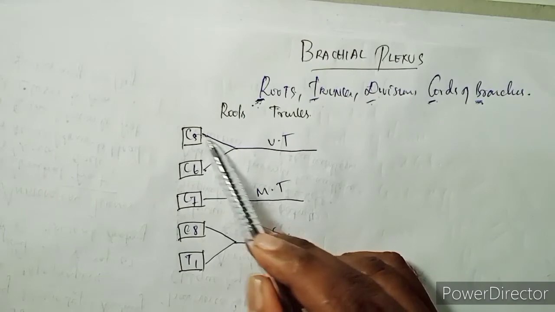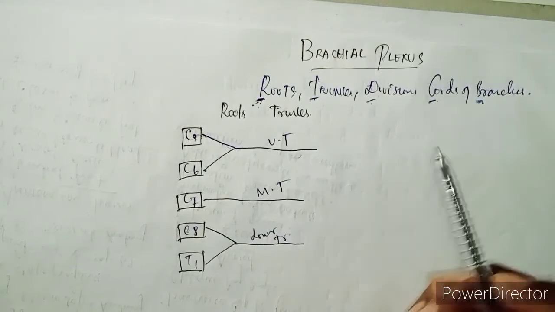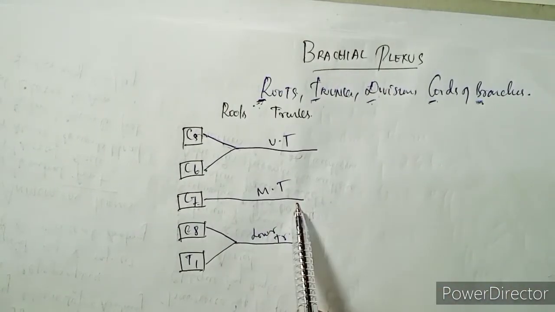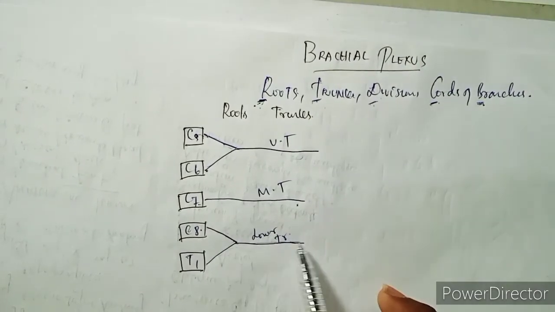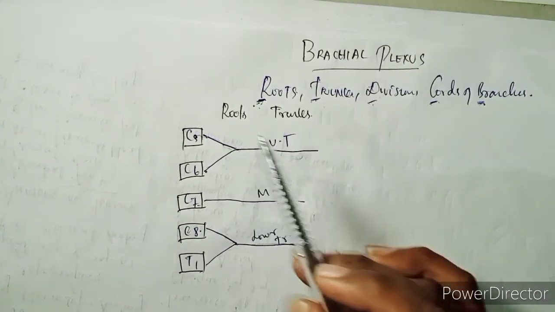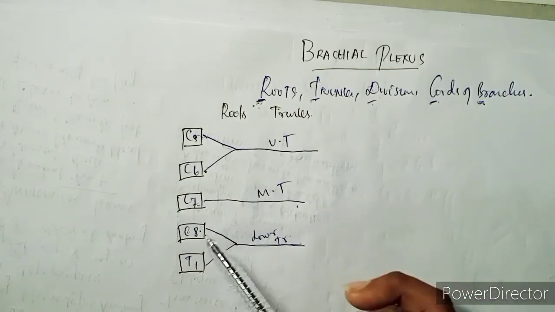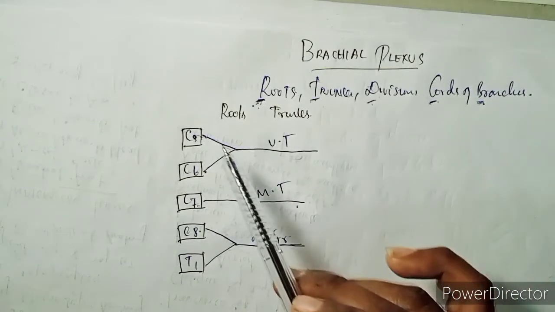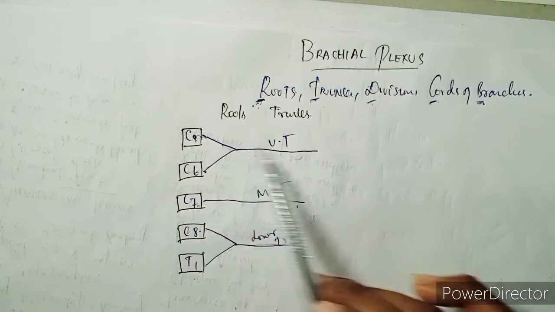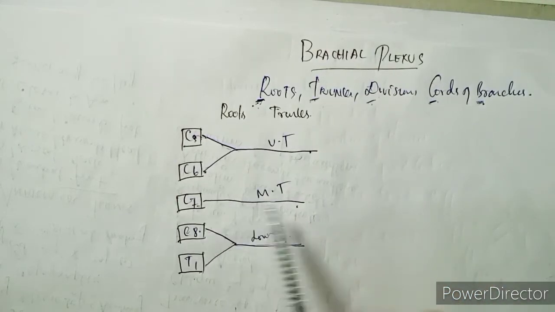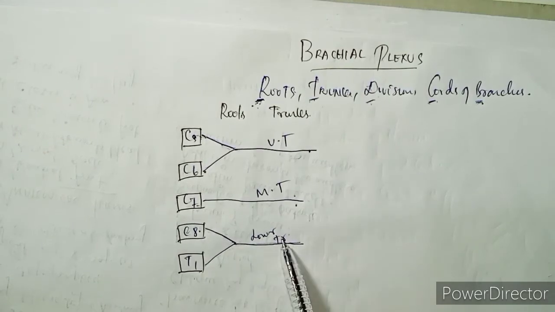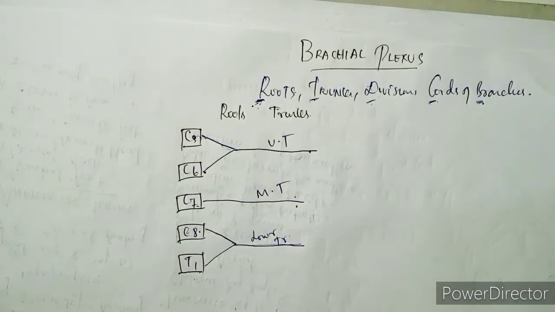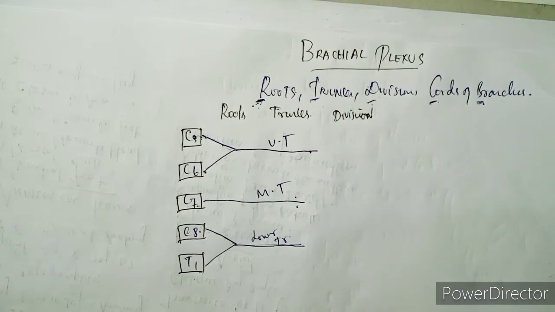Okay, the C5 and C6 spinal nerves unite to form the upper trunk. C7 alone forms the middle trunk, and C8 and T1 unite to form the lower trunk. We have seen the roots, that is C5, C6, C7, C8 and T1, and the trunks. Now we have seen roots and trunks.